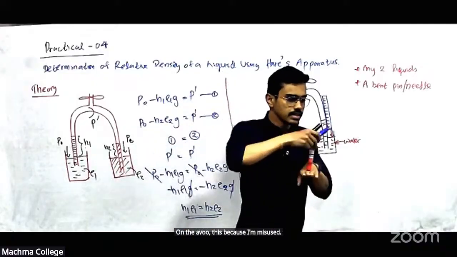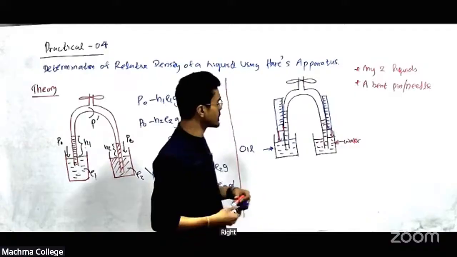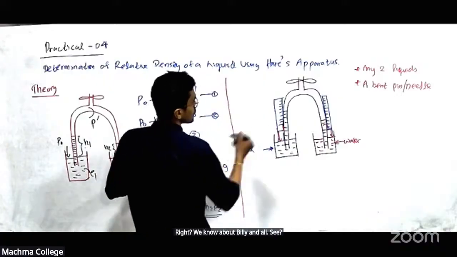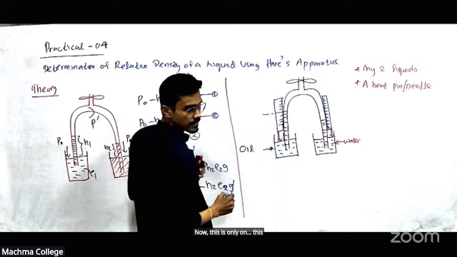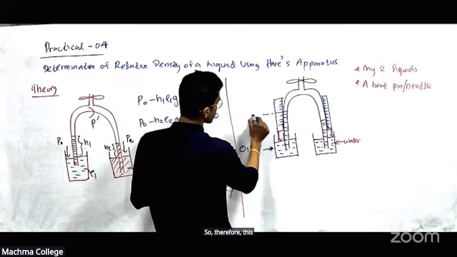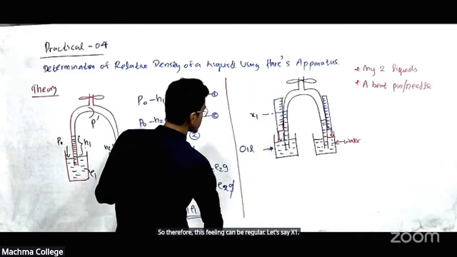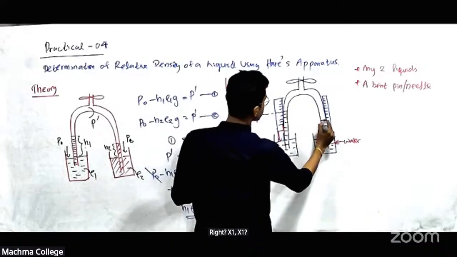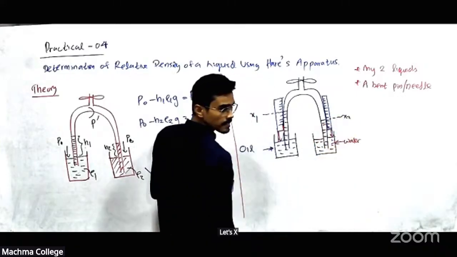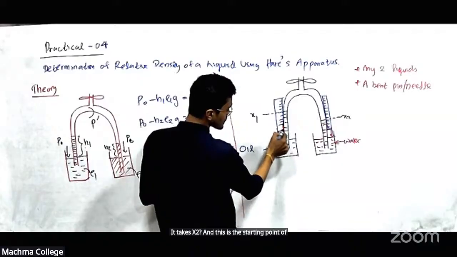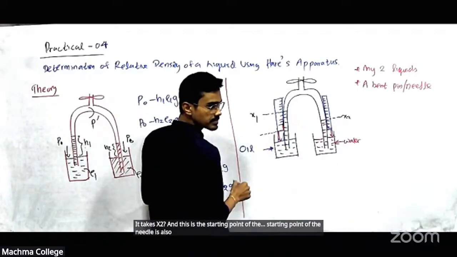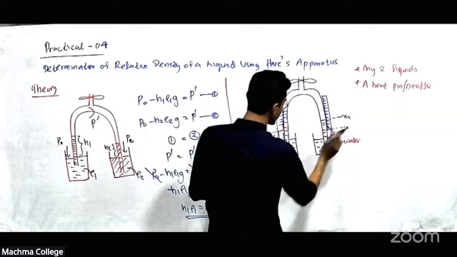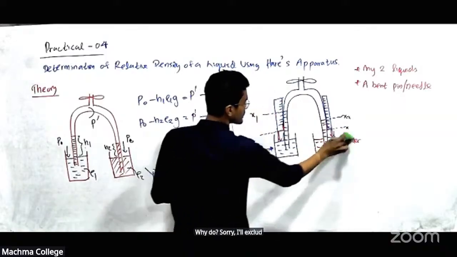The pin is bent like this, right? Then we take this reading and this reading. See, now this is on air. This reading is on an air medium, so therefore this reading can be taken. Let's say x1. Then let's say x2, and the starting point of the needle is also at air medium. Let's say y1 and y2.